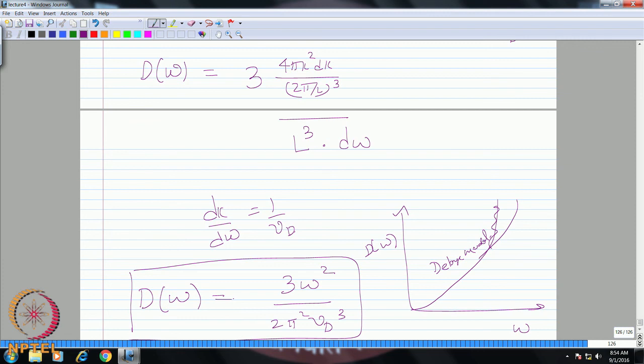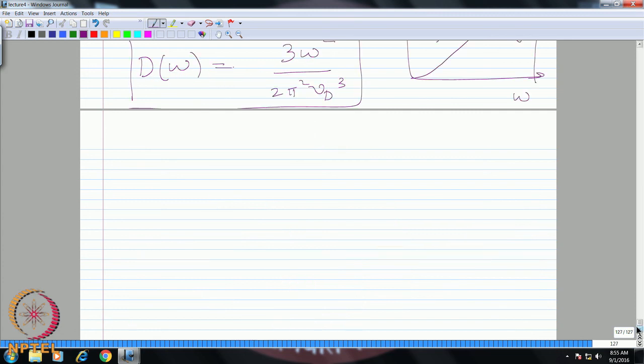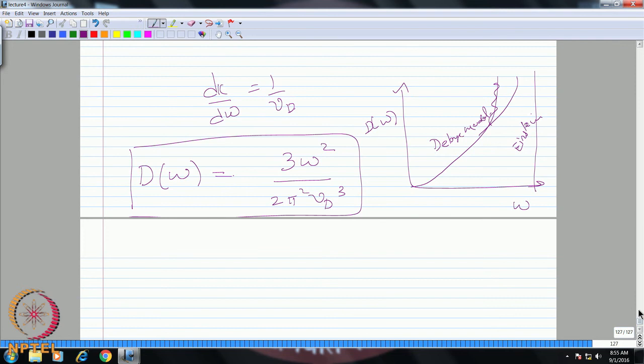And what is dk by d omega for the optical phonons? Infinity. So, therefore, the density of states for optical phonons will look like this. So, this is for the Debye model, this is the Einstein model. Is it clear?